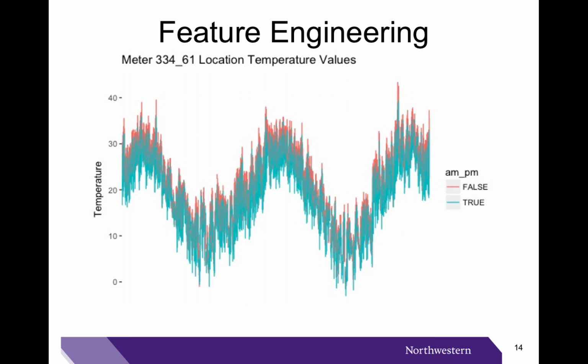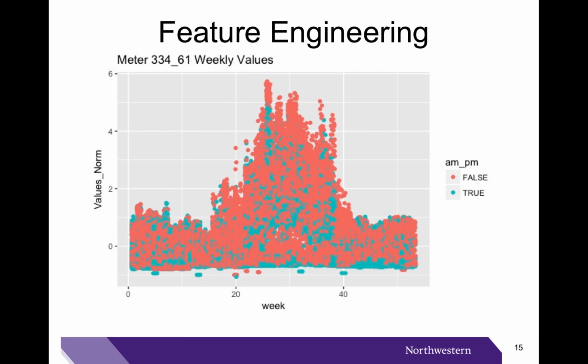So from a feature engineering perspective, we focused a lot on the timestamp, extracting the day of the week, hour, month, that sort of thing, AM and PM. This is just a plot showing the temperature over time, and then colored by if it was in the AM or the PM part of the day. Pretty consistent. We felt okay when we imputed this that it wouldn't throw it off too much.